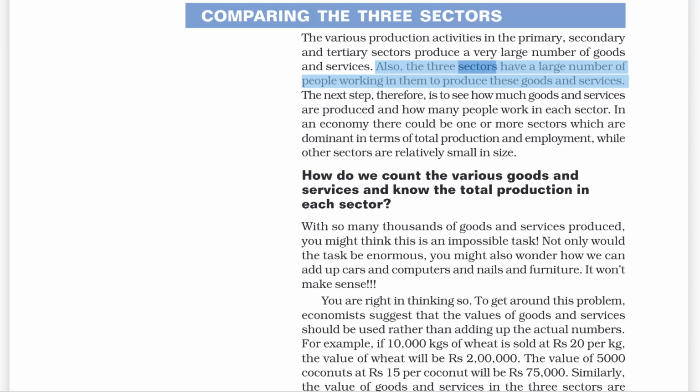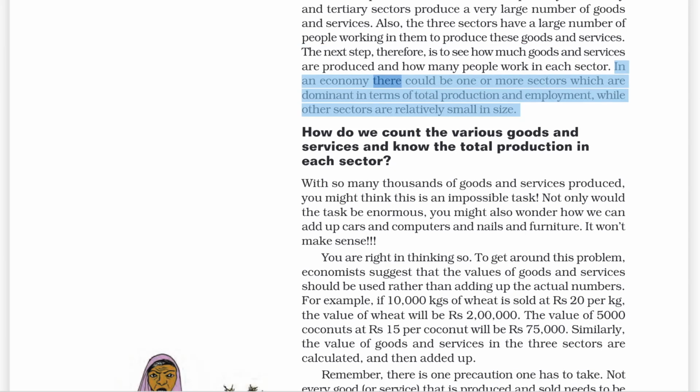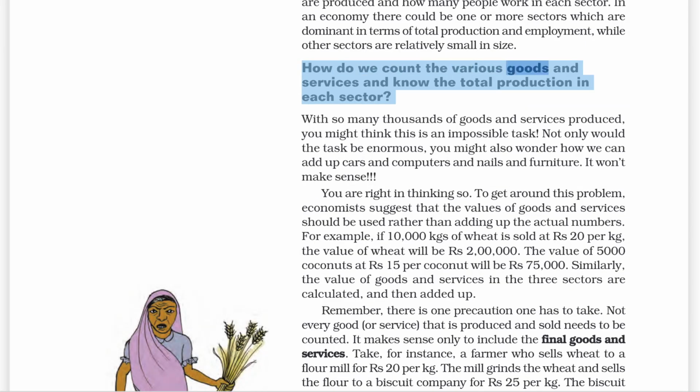Also, the 3 sectors have a large number of people working in them to produce these goods and services. The next step, therefore, is to see how much goods and services are produced and how many people work in each sector. In an economy, there could be one or more sectors which are dominant in terms of total production and employment, while other sectors are relatively small in size.